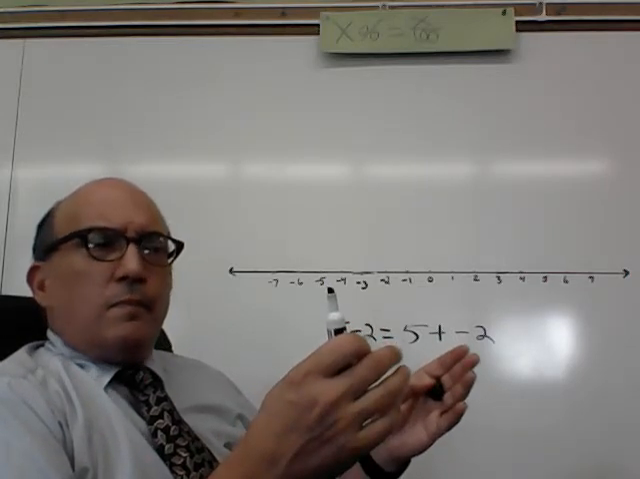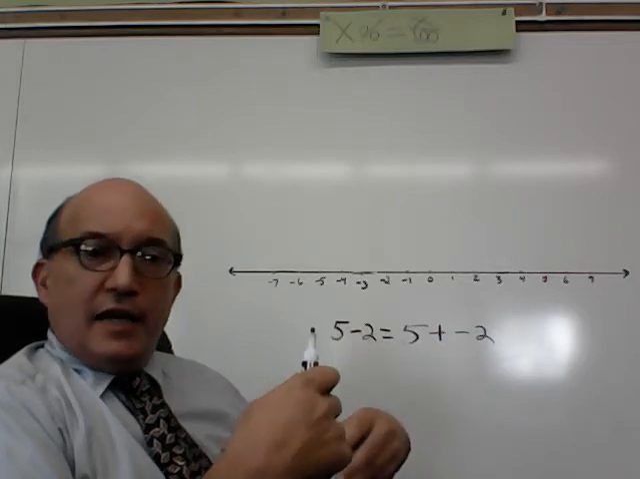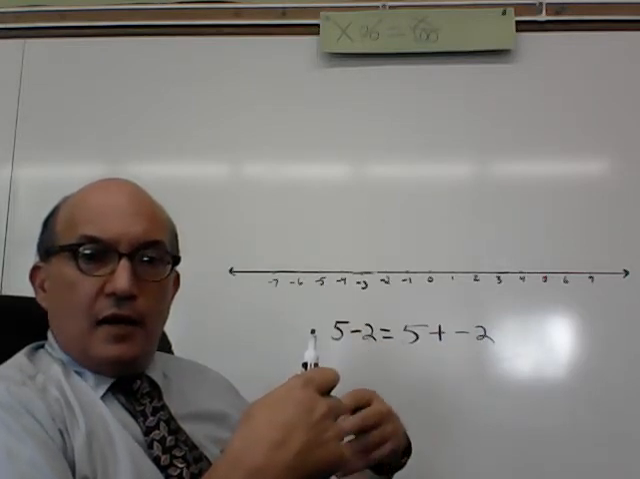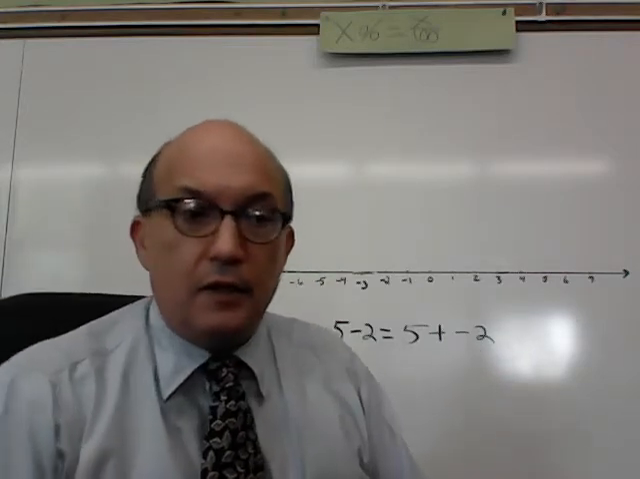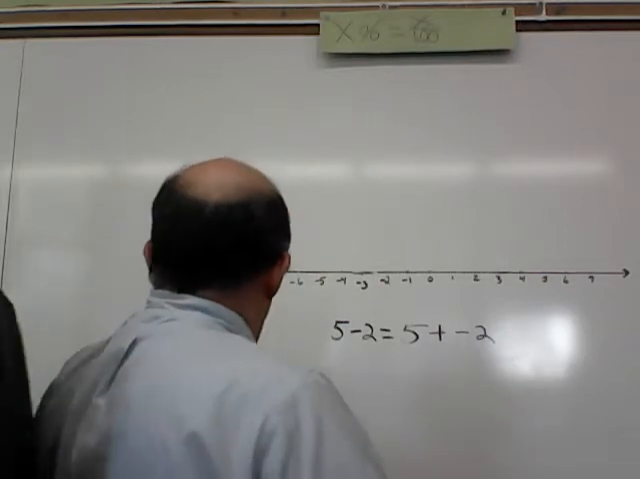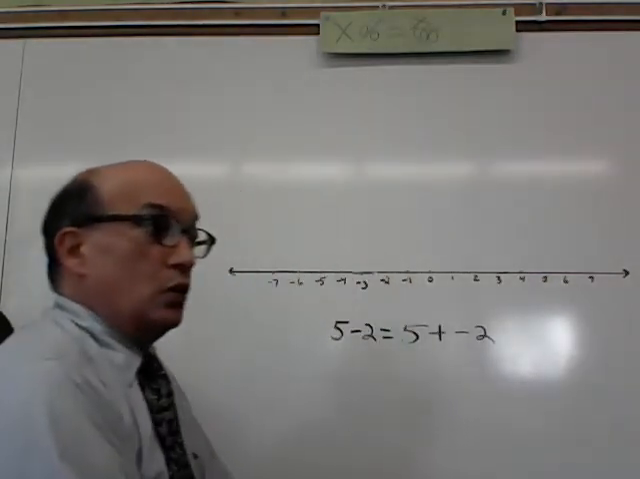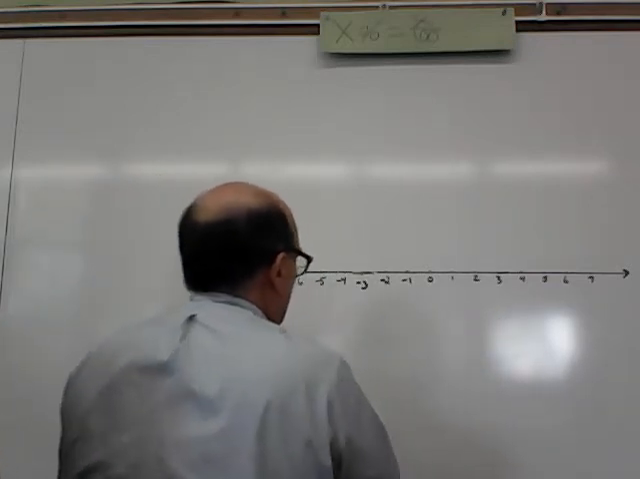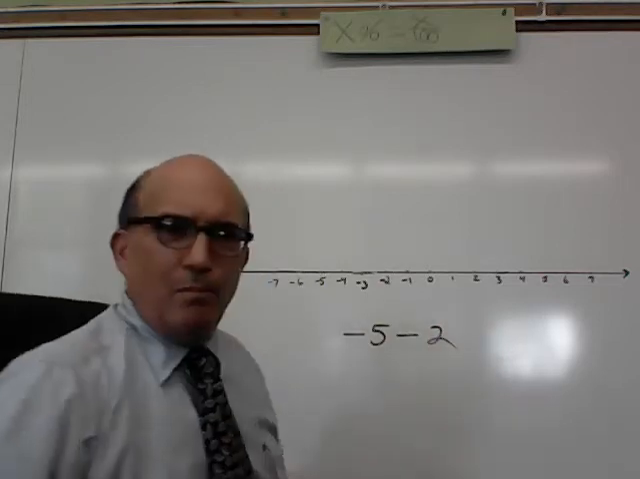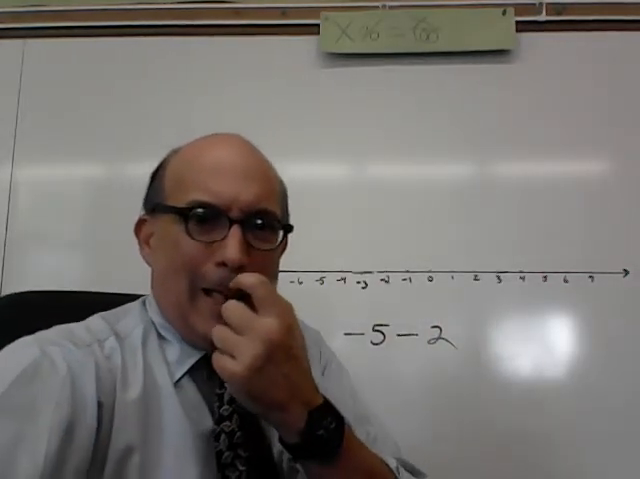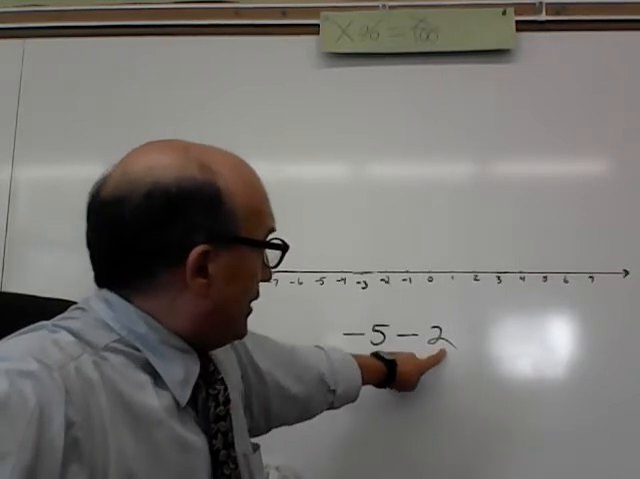But what about if you have a negative number and then minus? What if you have a situation like, let's say, negative 5 minus 2? Well, we've got a number here. We've got negative 5, and then we're subtracting 2.